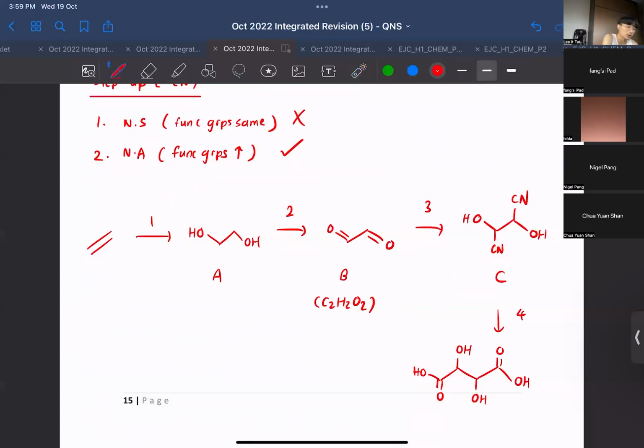Let's look at the reagents and conditions. First step, mild oxidation. Just make sure you use cold, and use NaOH or H2SO4, both are acceptable. Second step, you have to turn it into an aldehyde. Please ensure you control the oxidation. You must use dichromate and you must heat with distillation.